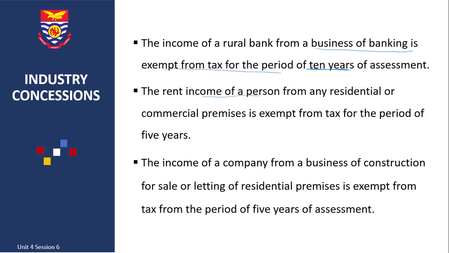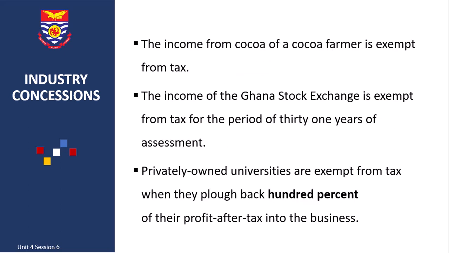Rent income of a person from any residential or commercial premises is exempt from tax for a period of 5 years. Then for construction, for sale or letting of residential premises, it is exempt from tax for a period of 5 years of assessment. We also have the income from cocoa of a cocoa farmer is exempt from tax.